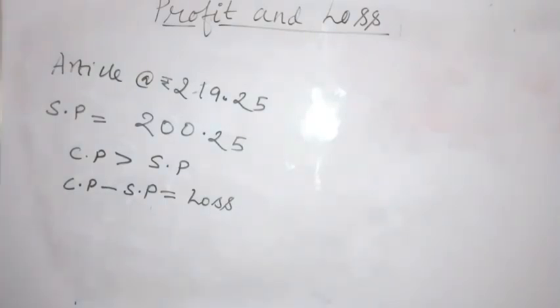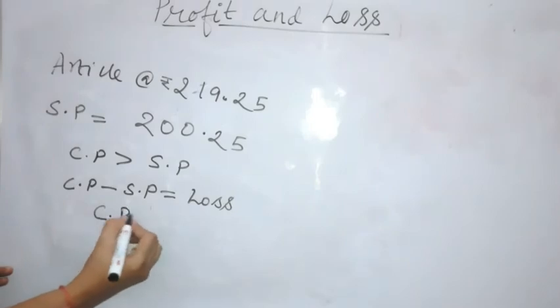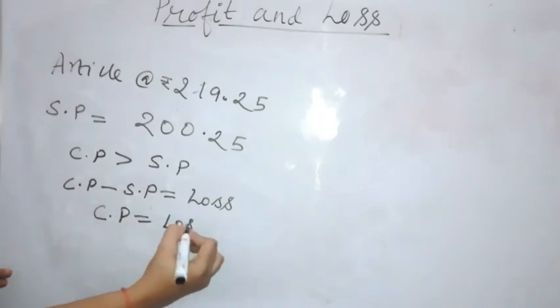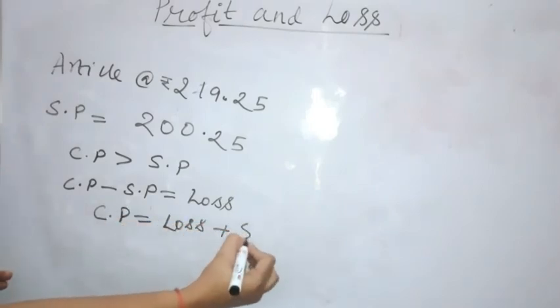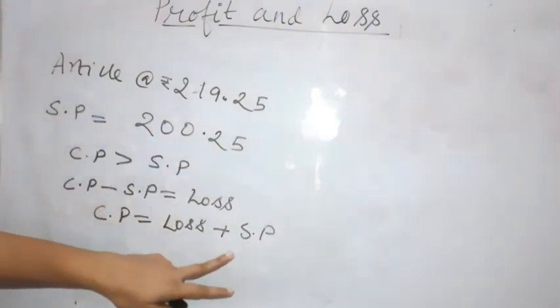Now from the same formula, you can find out the value of cost price also, and you can find out the value of selling price also. So if you know the answers, you can pause the video and comment down in the comment section, students. Since this is minus SP, once it goes to the right hand side, it will be plus SP. So cost price is equal to loss plus selling price. This was negative, it became positive.